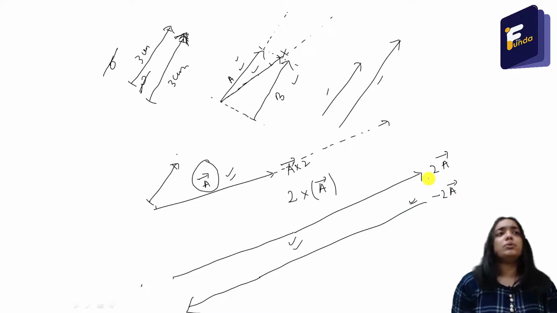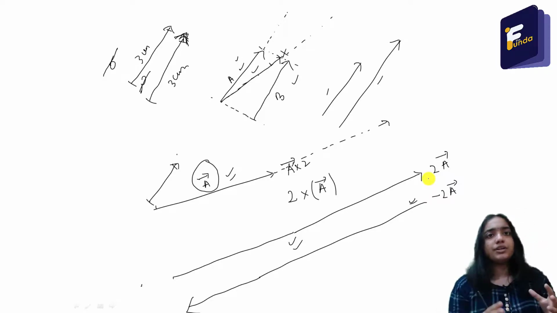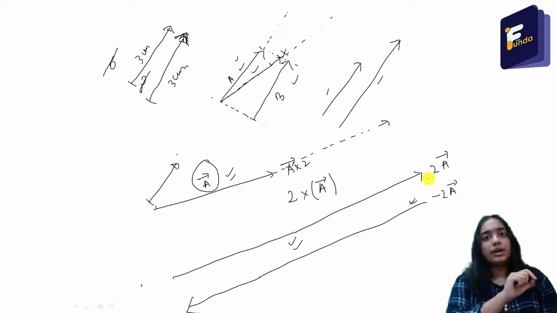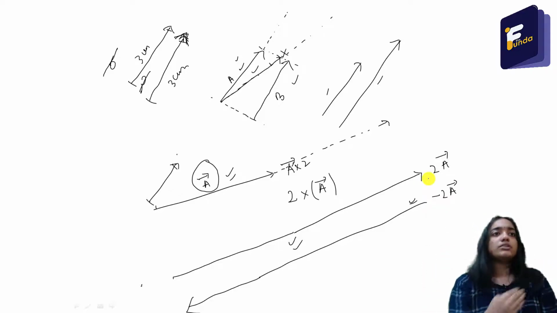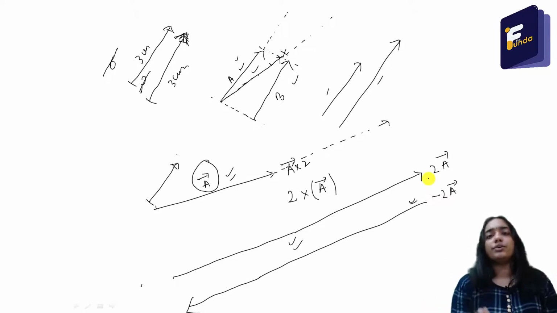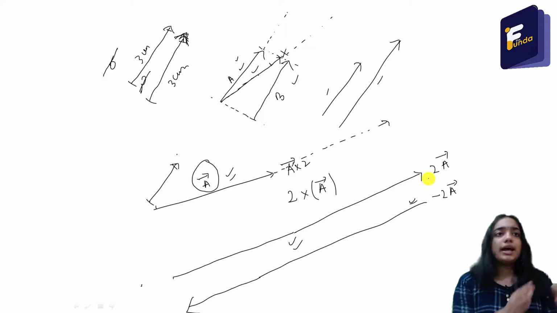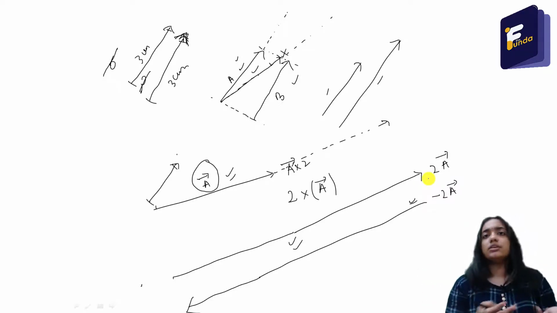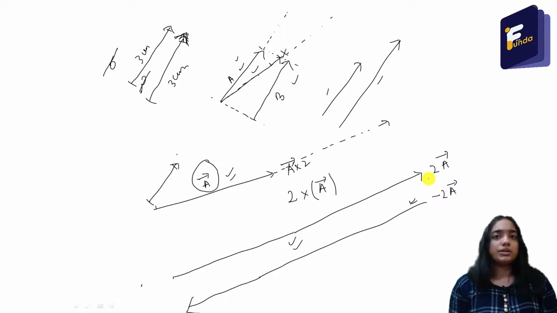Simple. For graphically representing vector quantities, you just take the help of an arrow. Only one arrow you have to draw, and twice of A means you just double the length of that arrow. The length of the arrow represents the magnitude, and the direction of the arrow represents the direction in which the vector quantity is pointing. Okay, simple concept, nothing great about it.